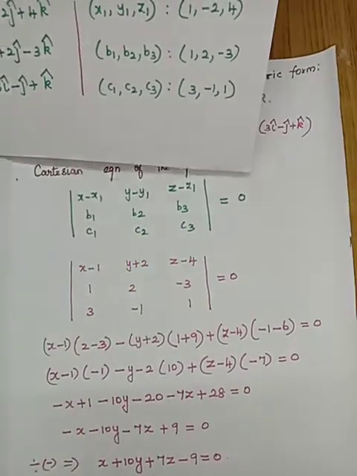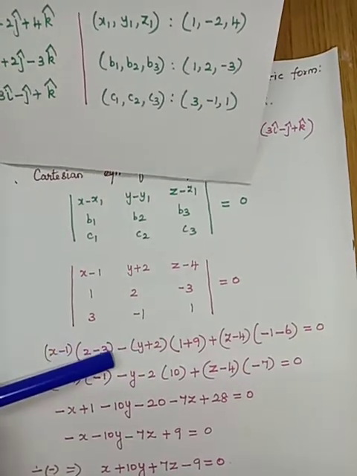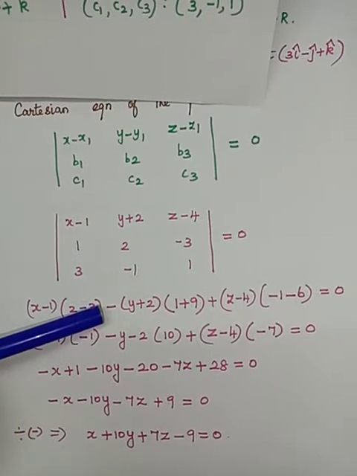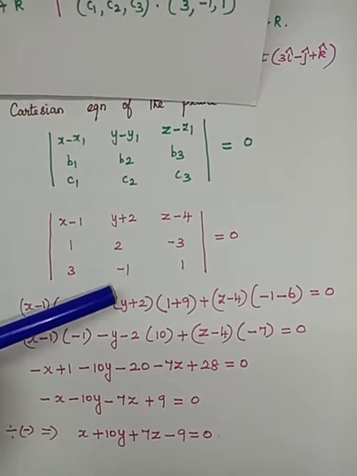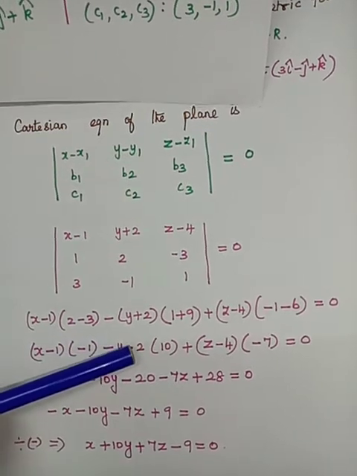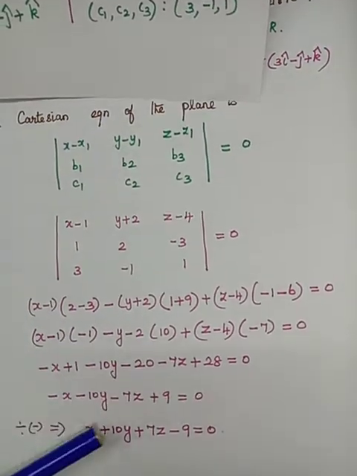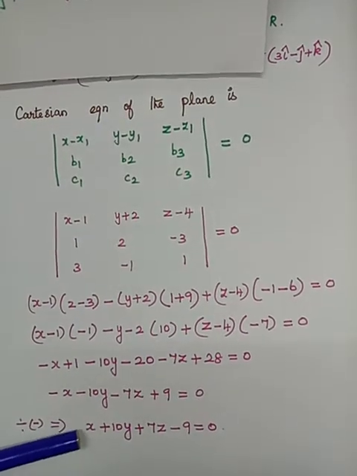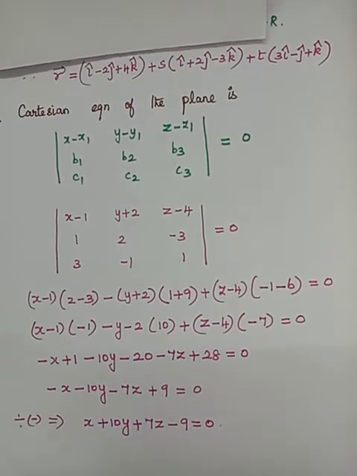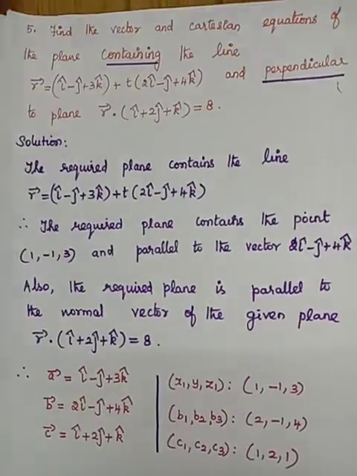You have to expand by r1. For the second term you have to be careful: you have to change the sign of the second term. So here I have written minus. So minus has to be applied to both the terms. So it will become minus y minus 2. So you have to multiply with the corresponding numbers and you get the answer as x plus 10y plus 7z minus 9 is equal to 0. So we'll move to the next problem.